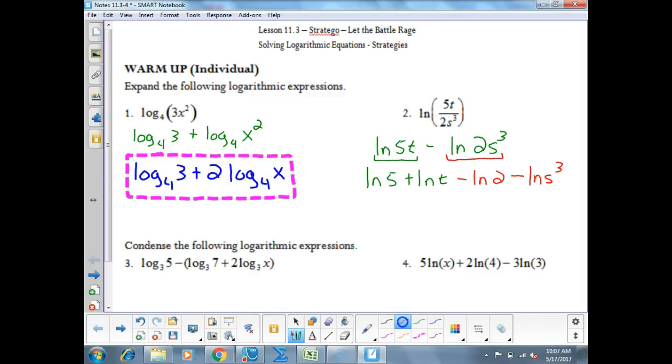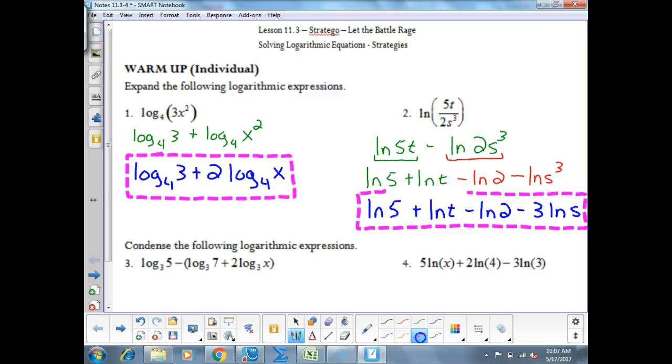We're not done yet. But we got to get that double minus sign first. Okay? So then this becomes the natural log of 5 plus the natural log of t minus the natural log of 2 minus 3 natural logs of x. Is what that becomes. Questions on those two?